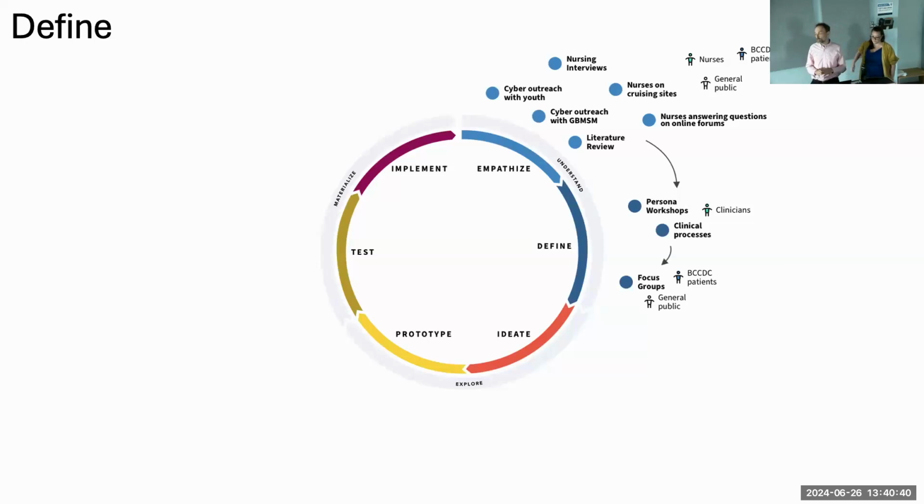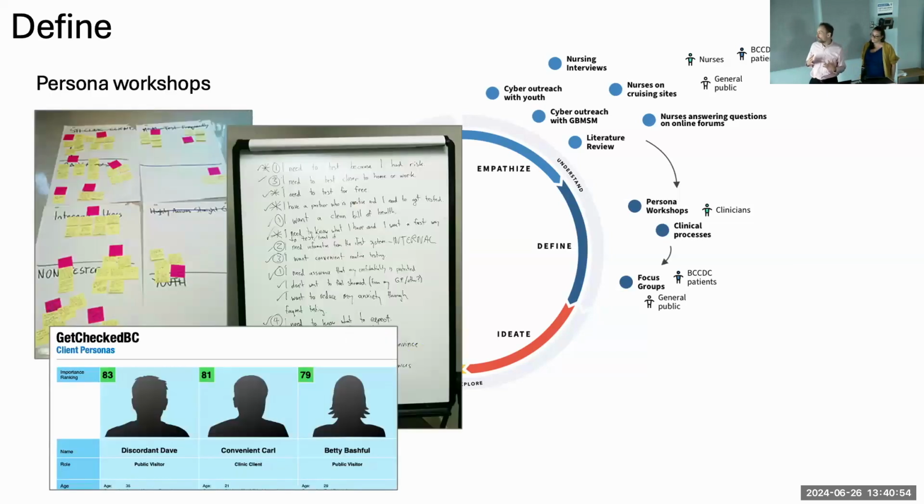I know we talked a little bit about personas. There are different ways to build personas, but one of them is to run persona workshops and use the expertise in the room to build some of these composite people. So that was what we did. You can see the process is very much putting things on sticky notes, drawing on whiteboards, and then eventually we develop some personas.